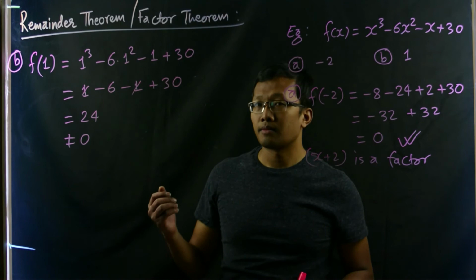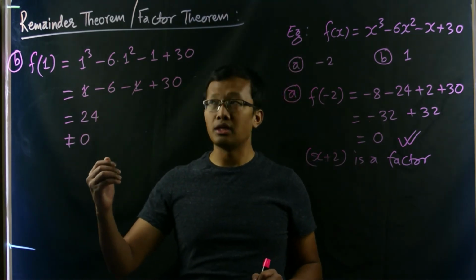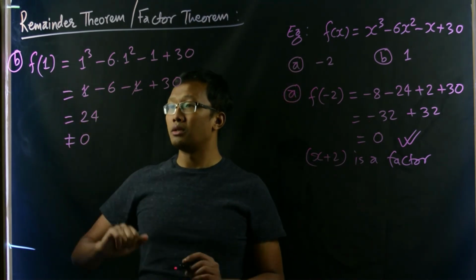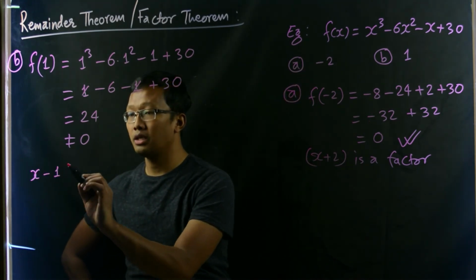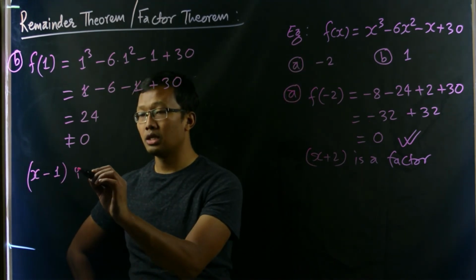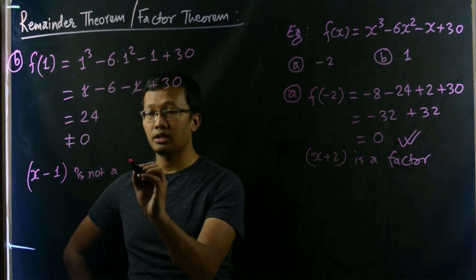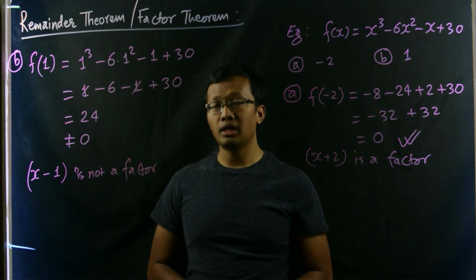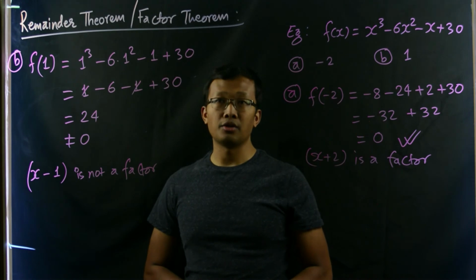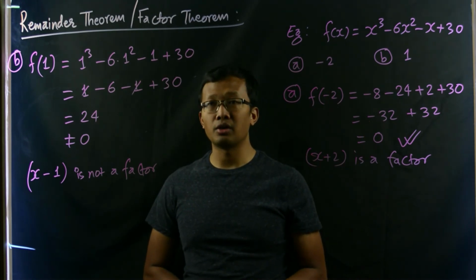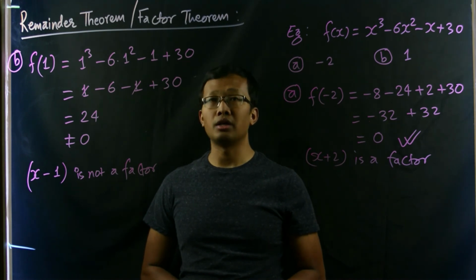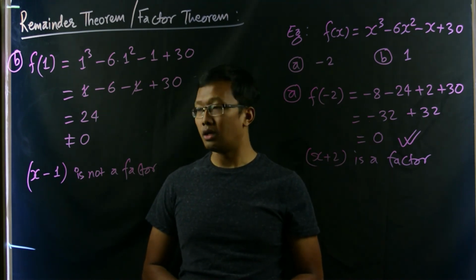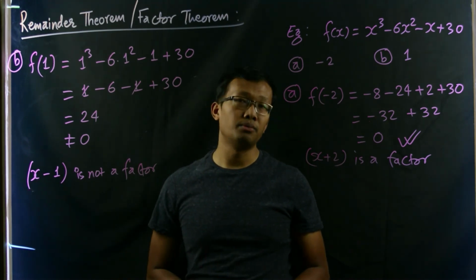So that means we will get a remainder whenever we divide the entire polynomial by x minus 1. Okay, so x minus 1 is not a factor. So this is the way you use remainder theorem and factor theorem in combination to figure out whether a number is a zero of a polynomial or x minus a is a factor.